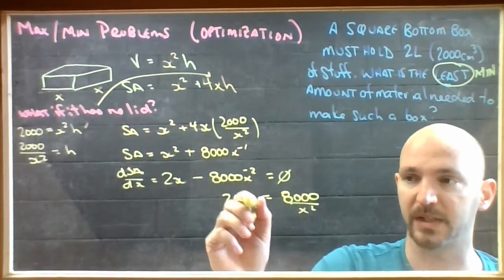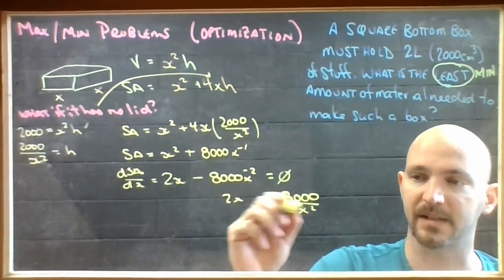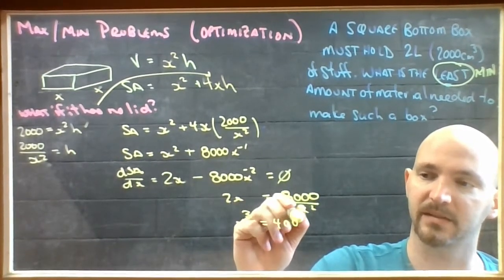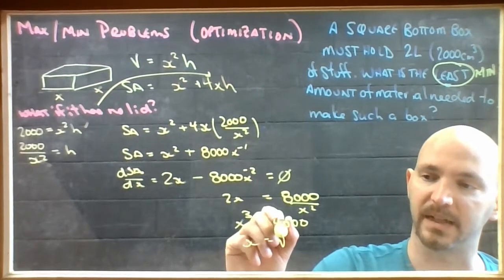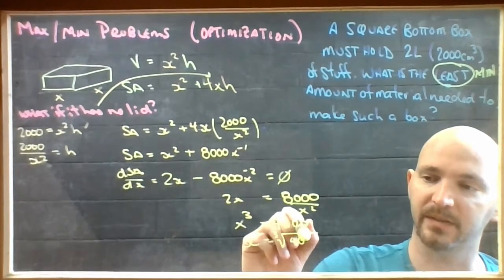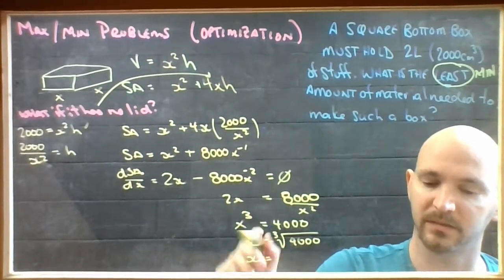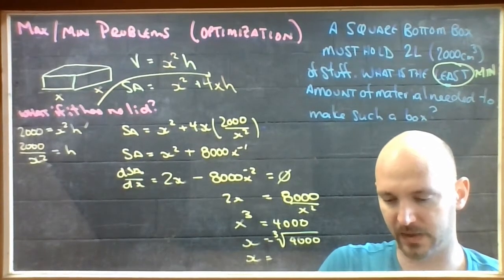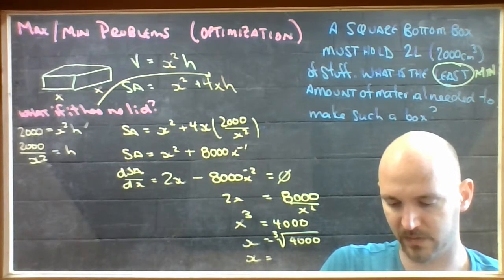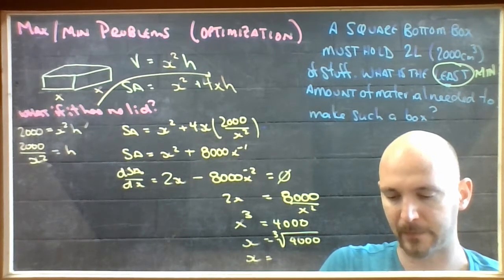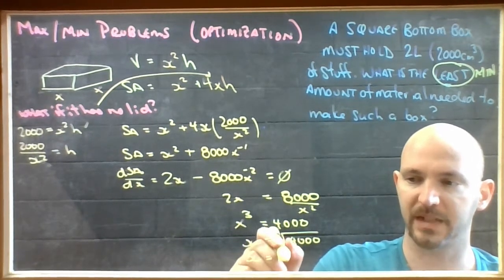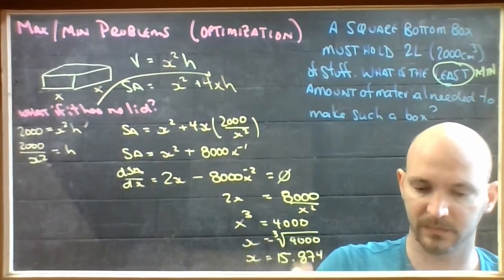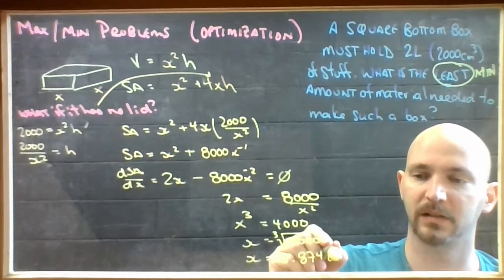For x squared, bring the x up. X times x squared is x cubed. 8,000 divided by 2 is 4,000. So I need the cube root of 4,000, which will be 4,000 to the exponent 1 divided by 3, gives me 15.874. All right. That's different.